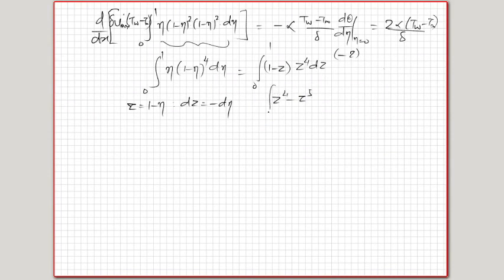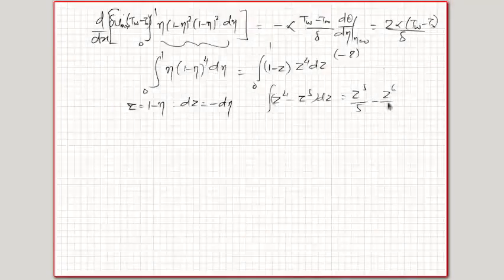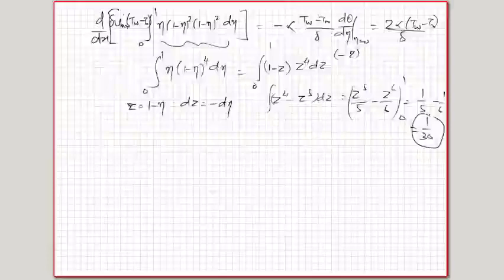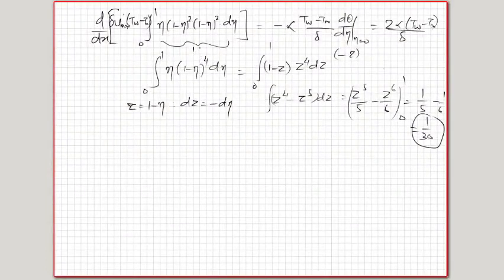when integrated, so this will give me z to the power of 5 by 5 minus z to the power of 6 by 6, right? Now, if I substitute the limits, from 0 to 1, at the lower limit both of these are 0. In the upper limit, it will be 1 by 5 minus 1 by 6, which will actually be 1 by 30. Okay, so this becomes 1 by 30. So that integral is done.